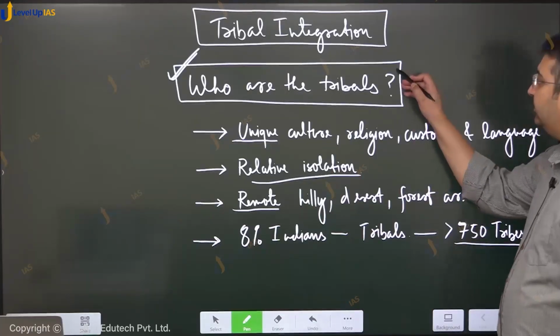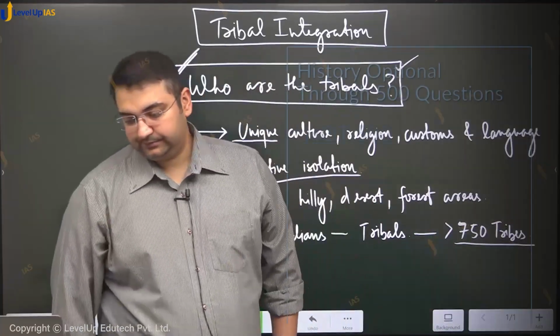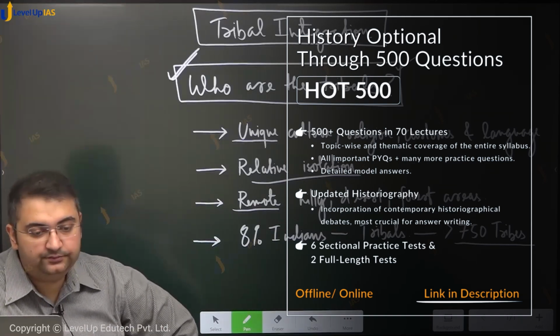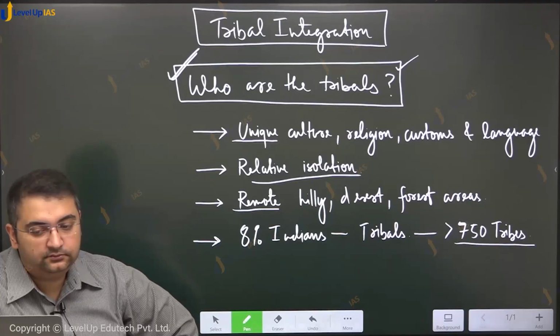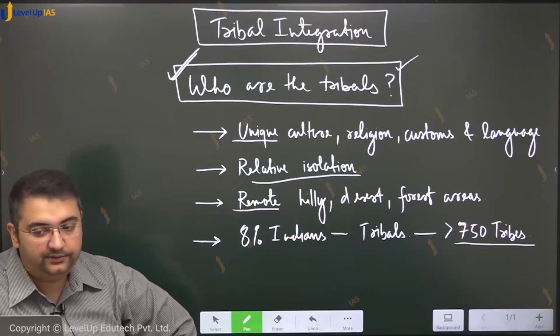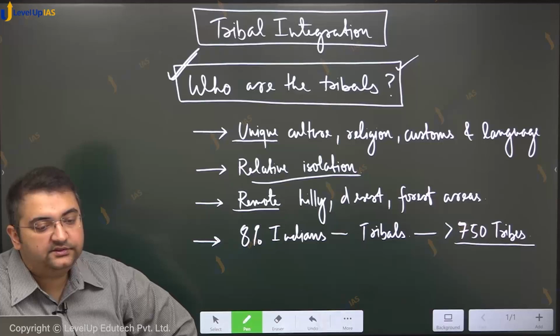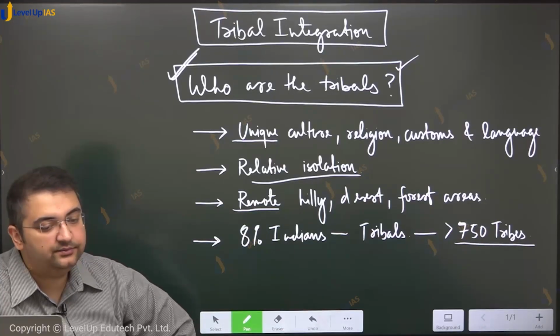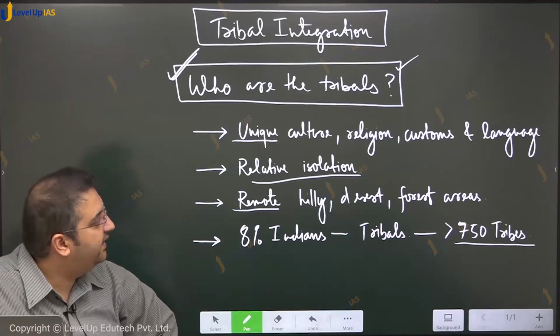Okay? So, who are the tribals? This is the answer. Write down. Tribals are a group of people living in relative isolation, mostly in forests, hills, and desert areas, having a distinct language, culture, religion, and identity.